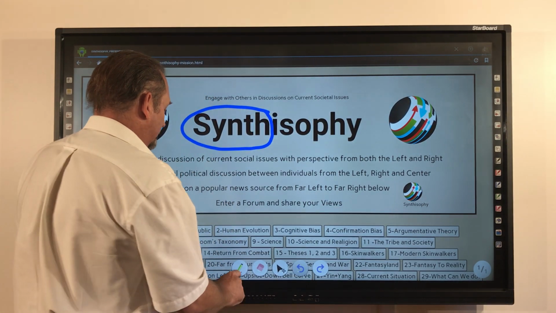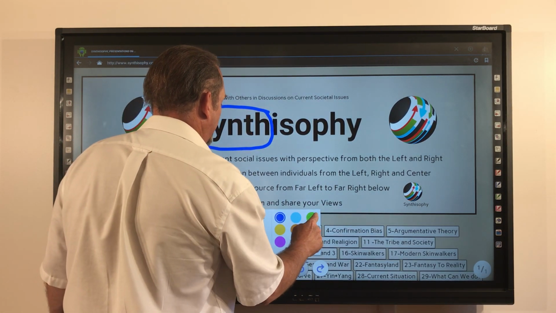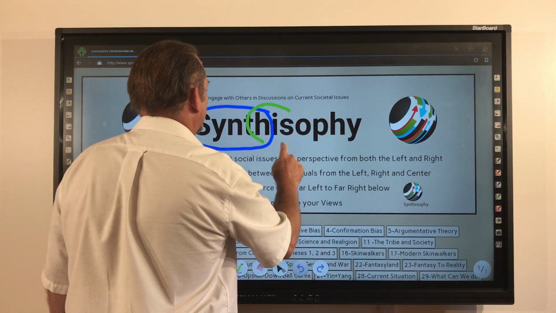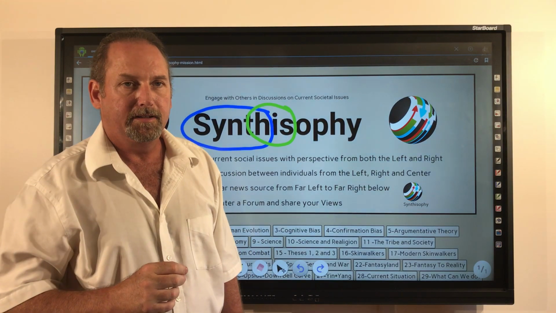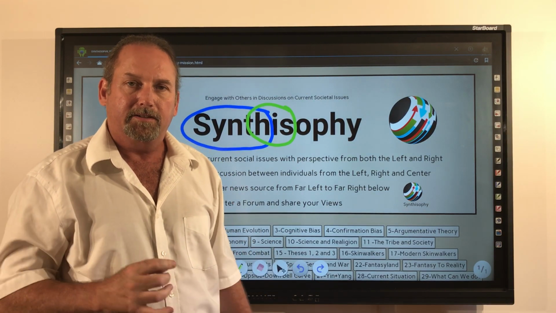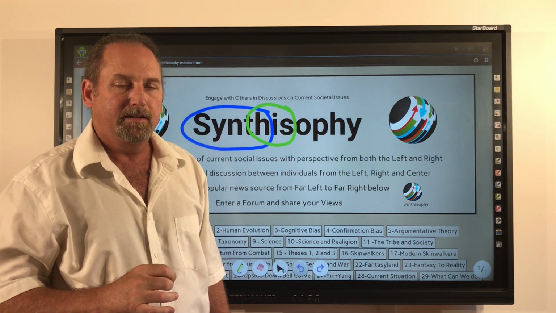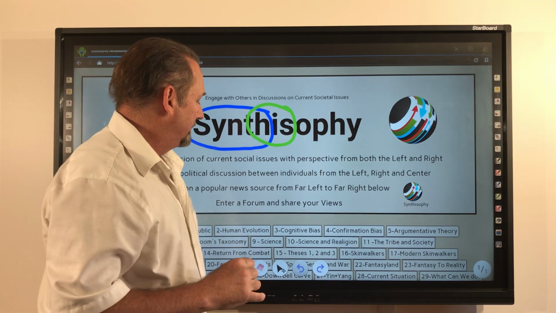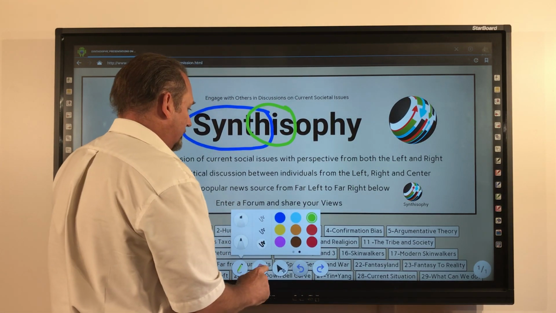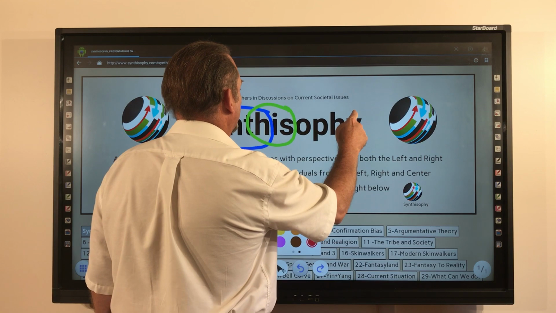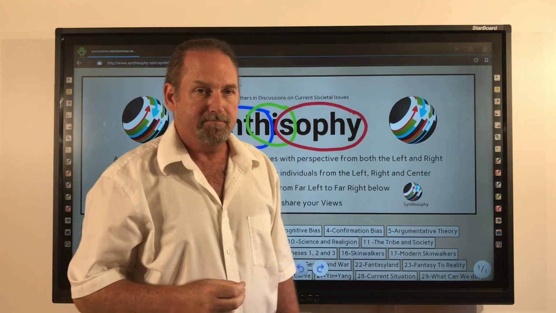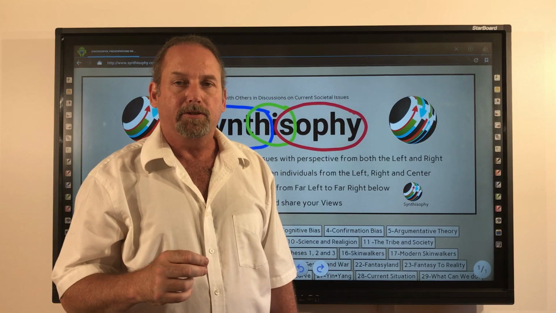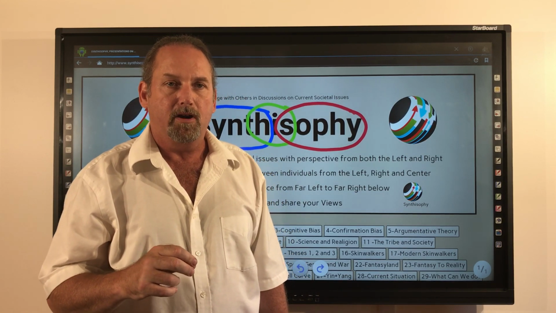The second root is H-I-S. H-I-S stands for history. History is everything that has happened in the past. The third root is Sophy, S-O-P-H-Y. That root is in the word philosophy. The Greek root Sophy means wisdom, knowledge.